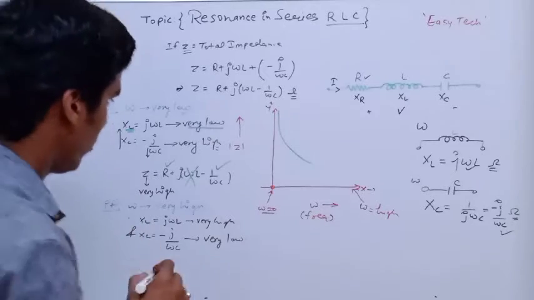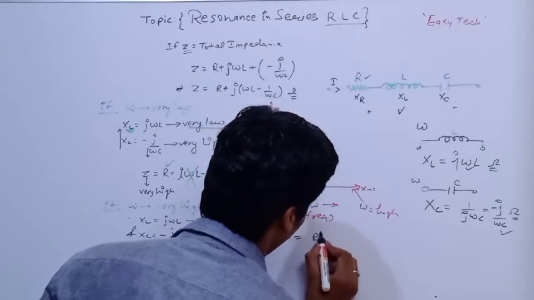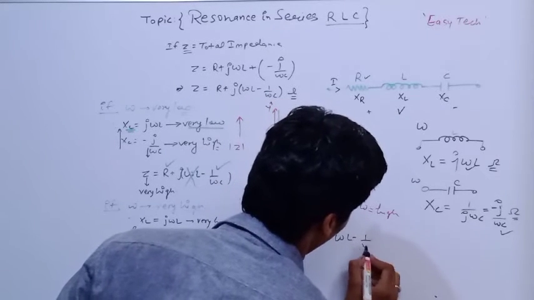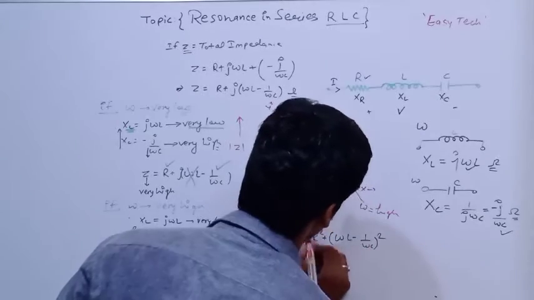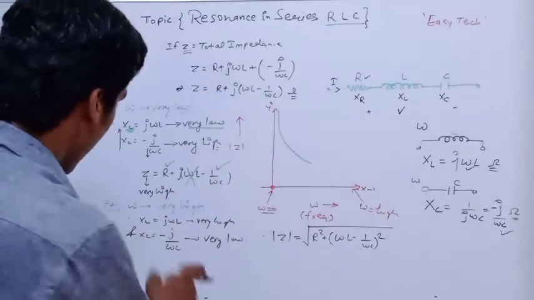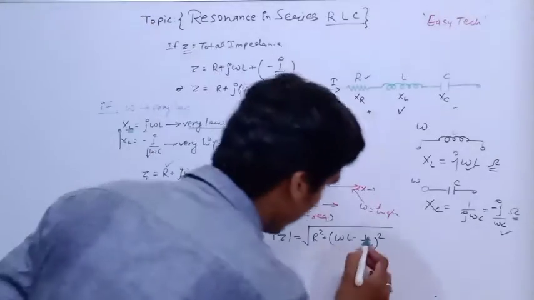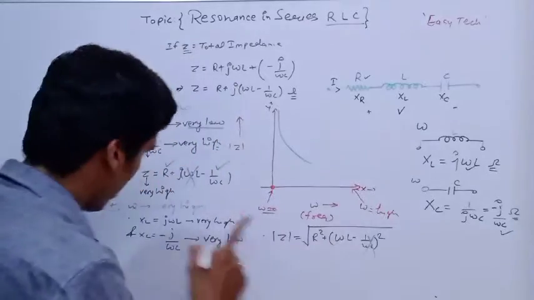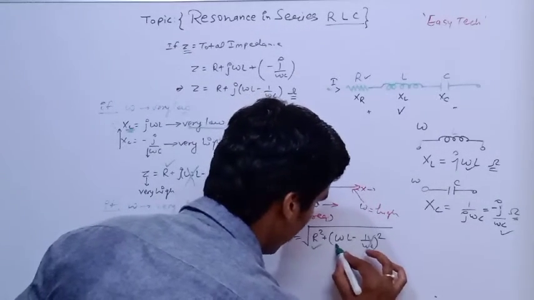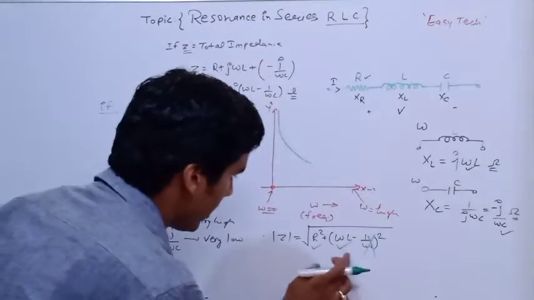If XC is very low, what should be the value of Z? It will be the square root of R squared plus (omega L minus 1 upon omega C) squared. This is the modulus term, same as you can use here. Now the XC value is very low, so in that case you can ignore this term, and the XL value is very high. Omega L will be very high, so you can consider R and L.